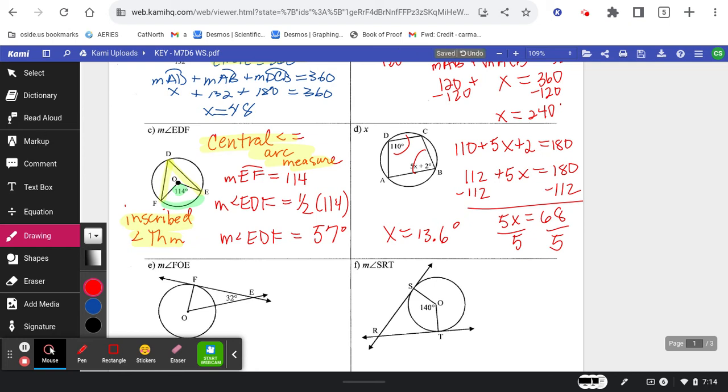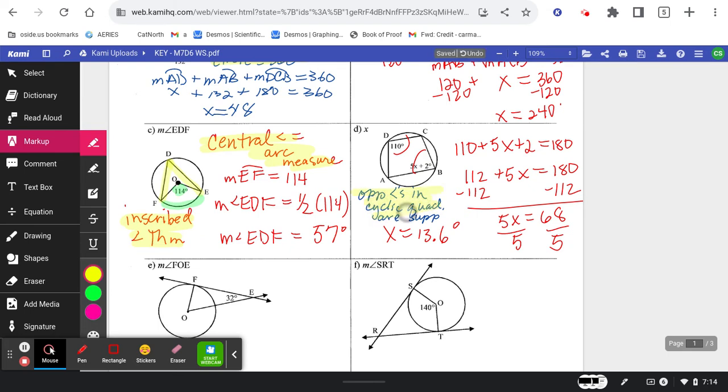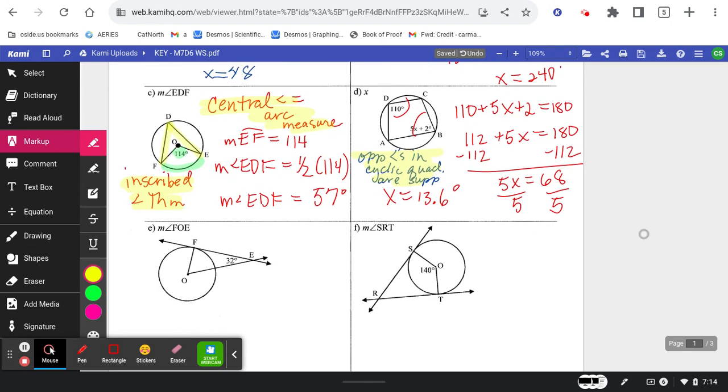And then what do I write for my reasoning? I write opposite angles in a cyclic quadrilateral are supplementary. Ooh, it's a long one. Okay, how'd you do? All right, next one.